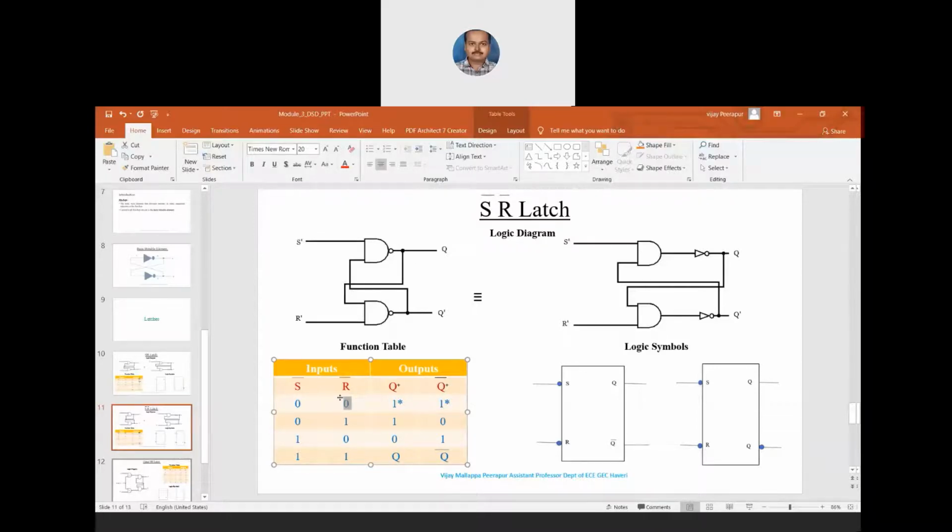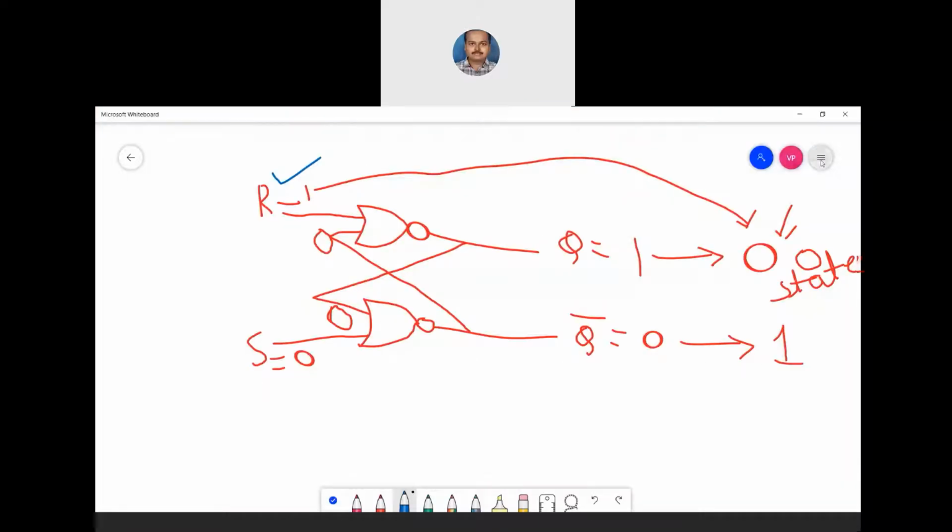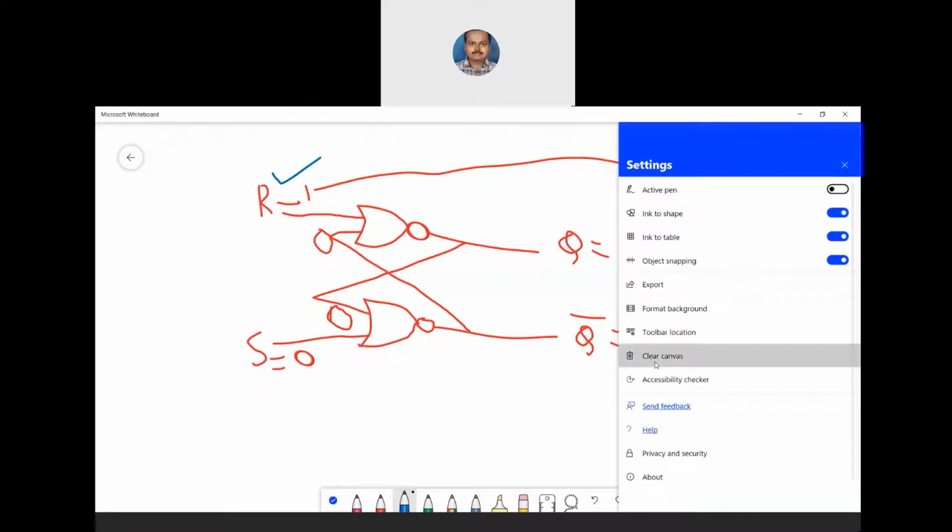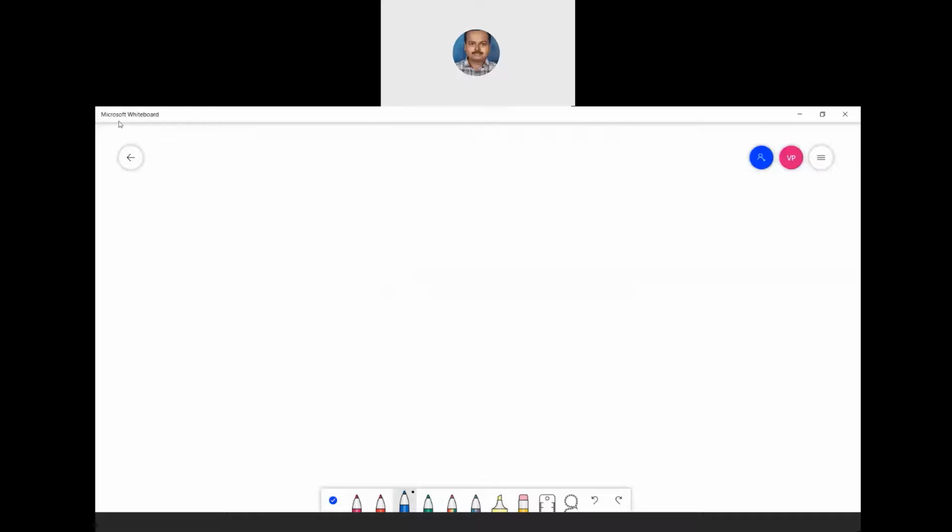This is easy. It is nothing but the complement of the SR latch. When I say the S bar R bar latch, it is the complement of an SR latch. Everyone can see this Microsoft whiteboard. This is S, this is R, and this is S bar and this is R bar.